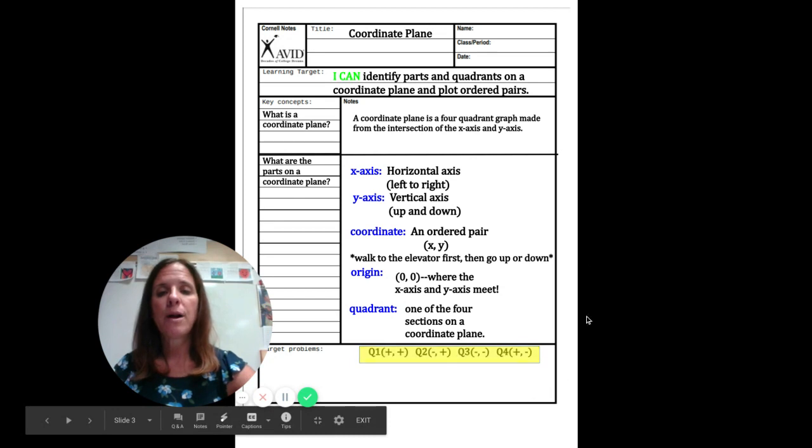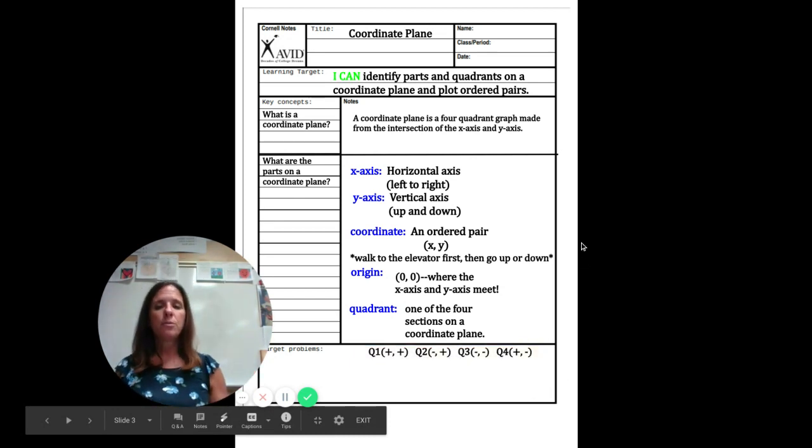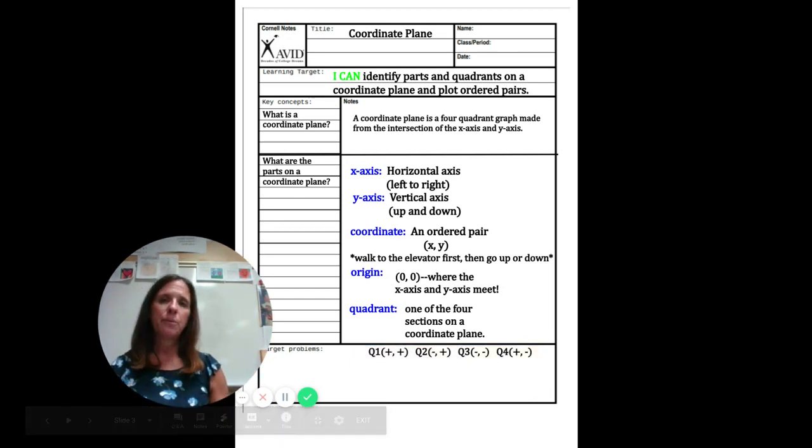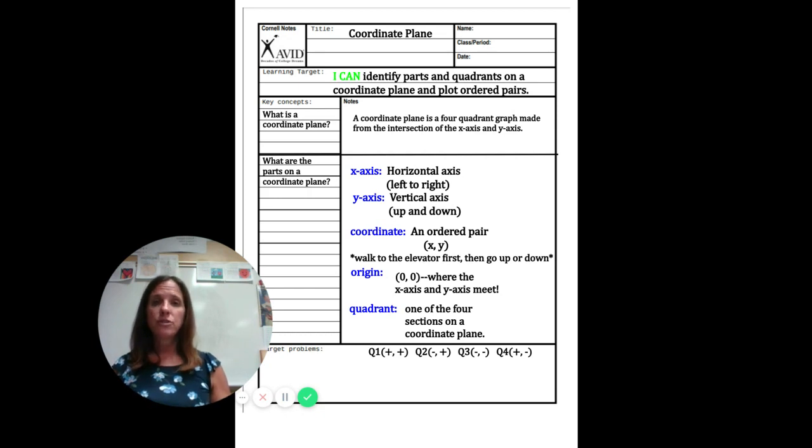We can label those quadrants in different ways. The first way I'm going to show you is with the capital Q. So you can say Q1, which is quadrant 1, and those have only positive coordinates or ordered pairs. So the x is positive and the y is positive.